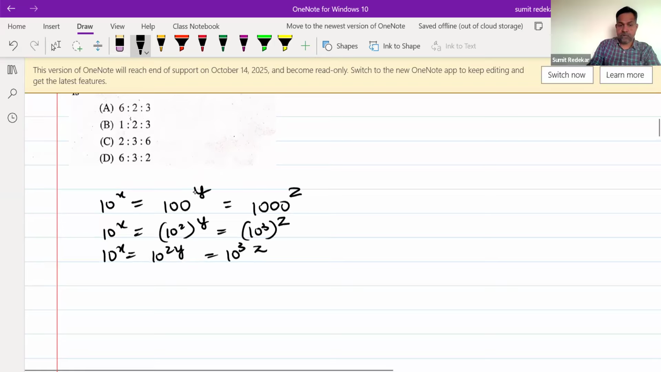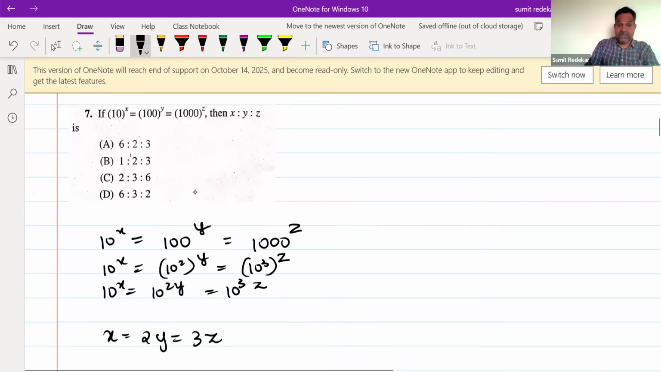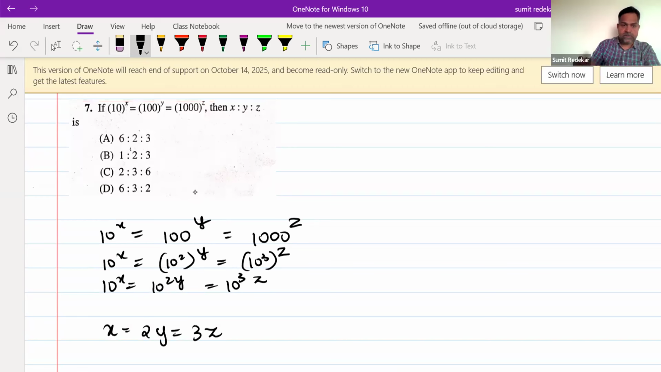Done. Now after doing this, we will say bases are equal, which means powers have to be equal, which means that I will say x is equal to 2y is equal to 3z. अब इसके बाद question थोड़ा interesting हो जाता है, because usually students गलत answer mark कर देते हैं, बोलते हैं B is the answer, but you have to move ahead and say अगर मुझे इन तीनों में ratio चाहिए तो मुझे इन तीनों की relationship में values चाहिए.